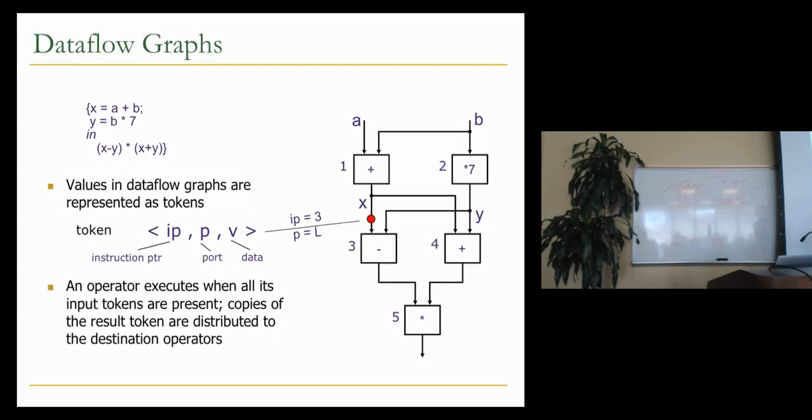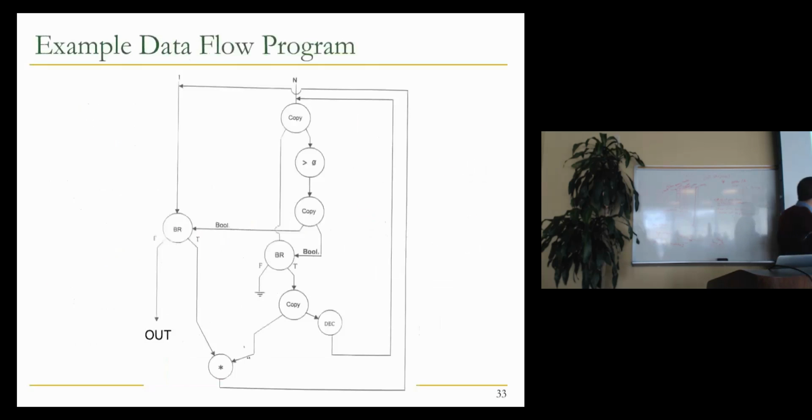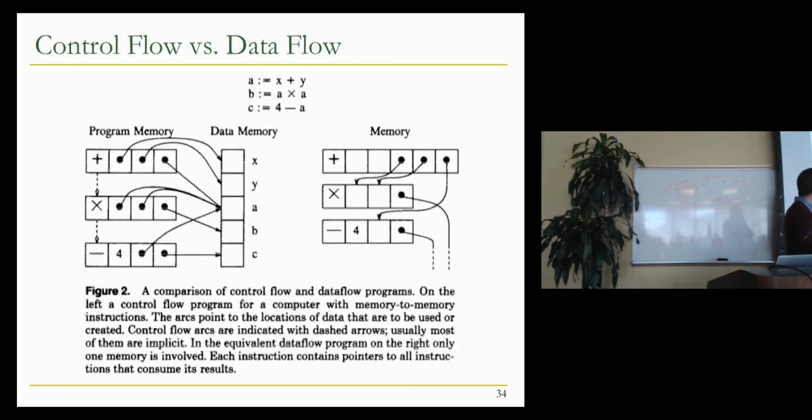Well, I guess in this case, for example, the instruction pointer is 3. These are the memory addresses of the instructions. Port is left, it's going to the left port, and the value is whatever value comes out of this. So no separate control flow, it's kind of obvious. Now we've seen this over here. This was our data flow program, right?